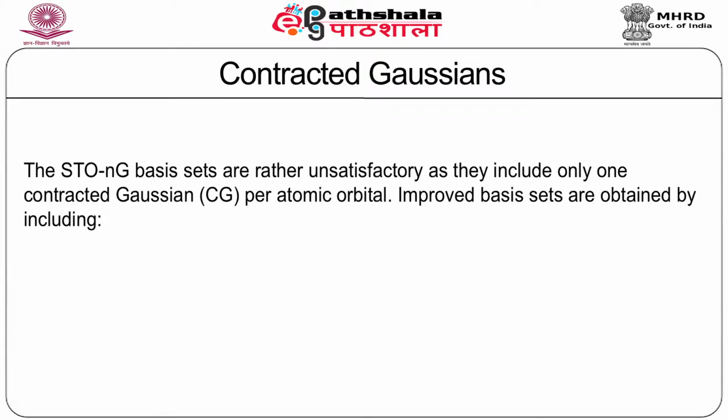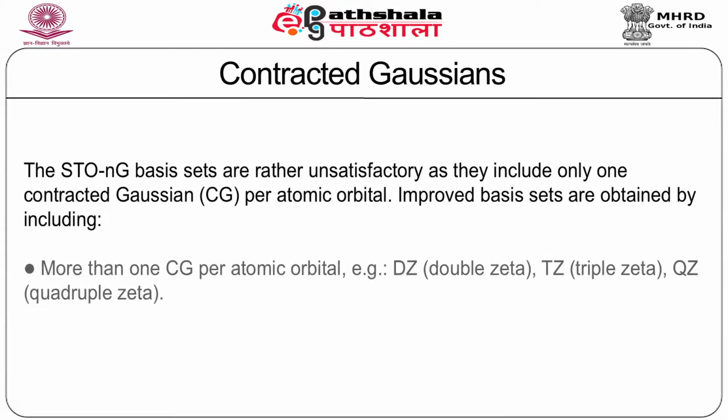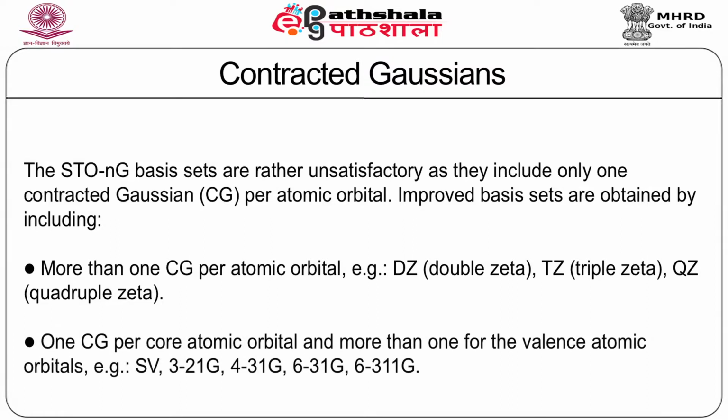Improved basis sets can be obtained by including more than one contracted Gaussian per atomic orbital, for example, double zeta, triple zeta, or quadruple zeta. One contracted Gaussian per core atomic orbital and more than one for the valence atomic orbital. For example, SV3-21G, 4-31G, 6-31G, 6-311G. If you are a user of Gaussian basis sets, you will come across all this jargon quite often.